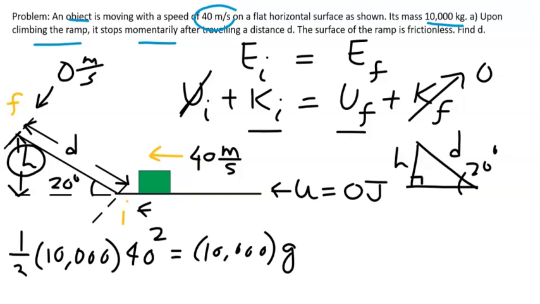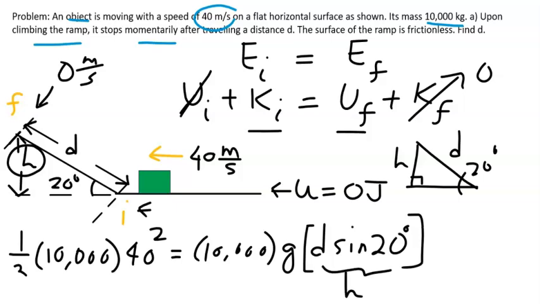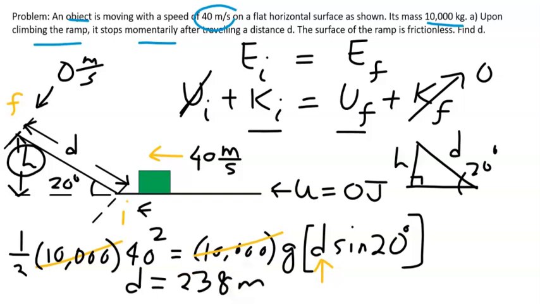So this is a right angle triangle, so that means your h is d sine 20 degrees. Remember, this is h, because the expression for gravitational potential energy is mgh. The mass goes away. We know everything except this d, and we can solve for that d. And it will give you 238 meters as an answer for d.